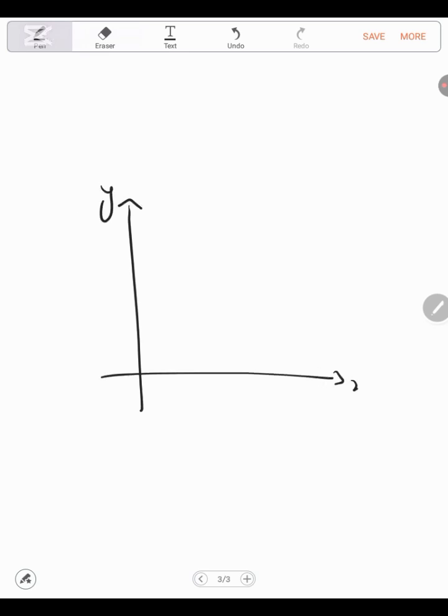This is your y-axis and this is your x-axis. Now if you have a straight line that is crossing the y-axis, for instance at 2, then the equation of the line is going to be y equals 2. Any line that is horizontal and parallel to the x-axis will always be y equals to some number.